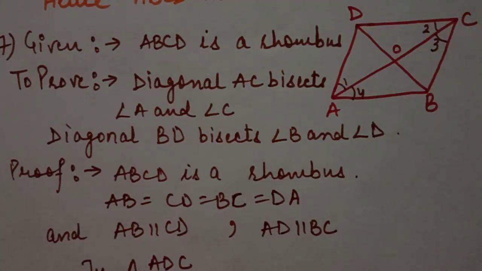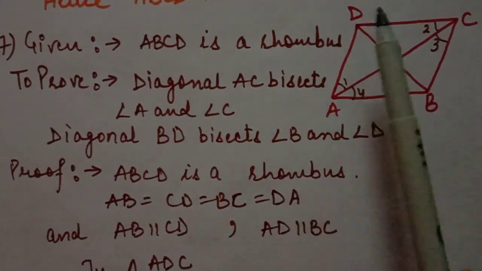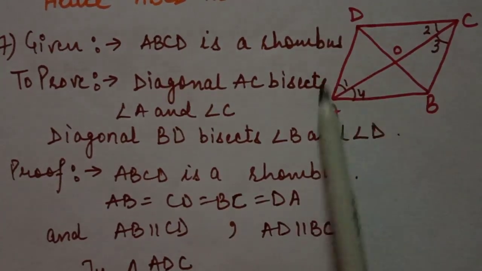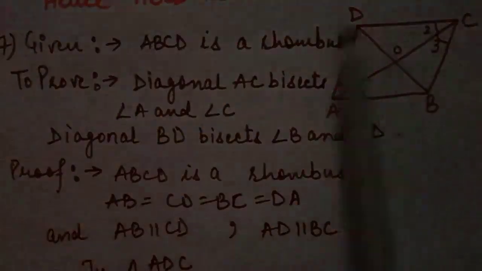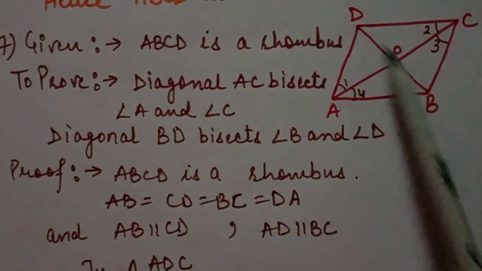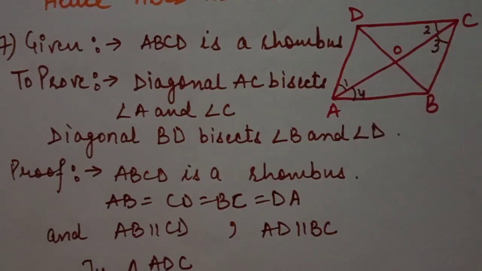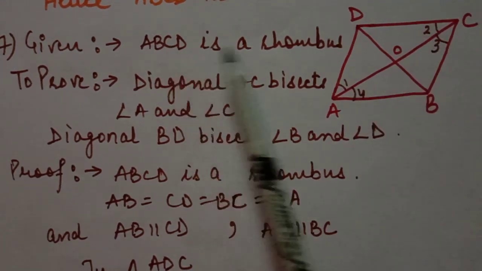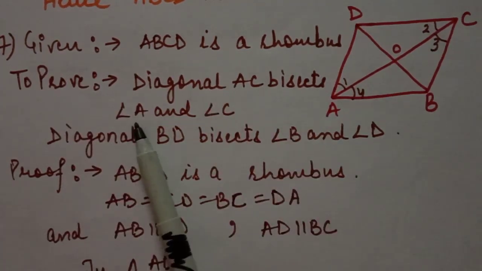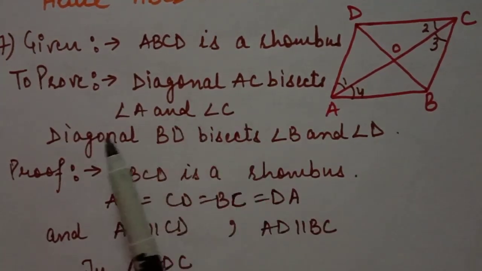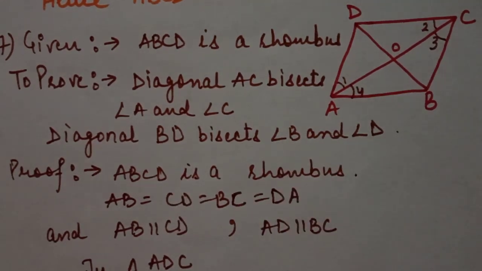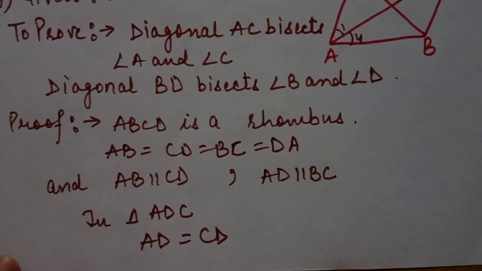So students, first of all, ABCD is a rhombus. It is given. So what are the properties of a rhombus? That all sides are equal, and the diagonals bisect each other at 90 degrees. So students, given ABCD is a rhombus, to prove is diagonal AC bisects angle A as well as angle C, and diagonal BD bisects angle B as well as angle D. So this is your proof.